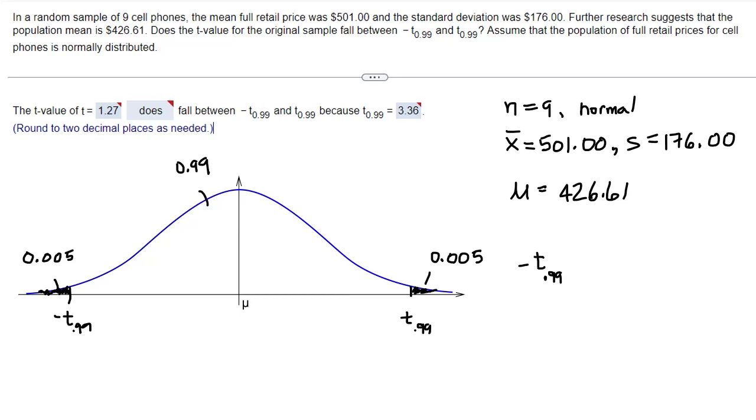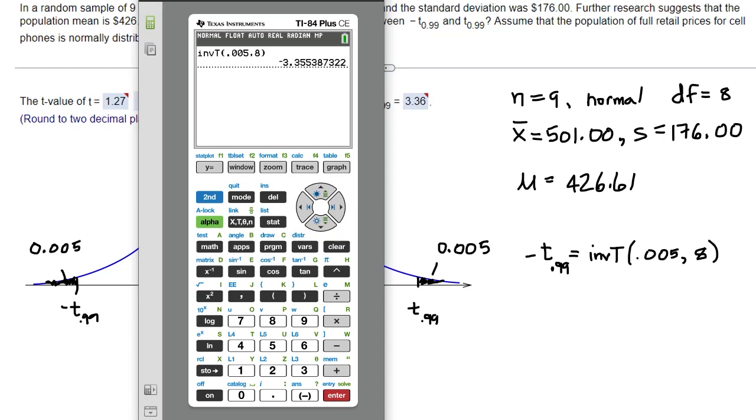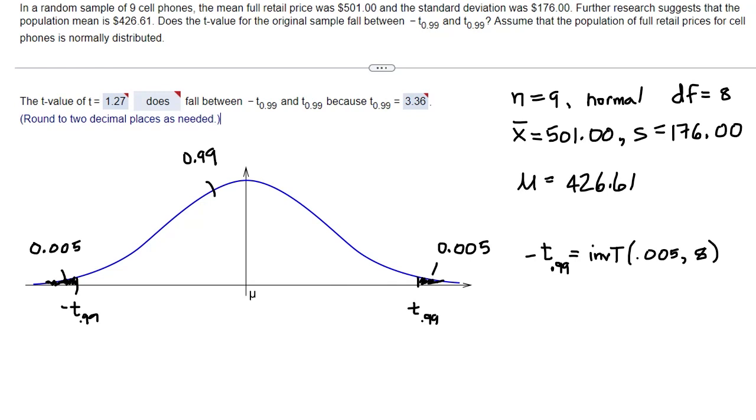Okay, so I've written down everything I know, and the first thing I want to do is find negative t sub 0.99. So that's going to be inverse t. The area is going to be 0.005, and the degrees of freedom, well, that's n minus 1, so that'll be 8. Second distribution, and I'm going to come down here to inverse t. The area is 0.005. Remember, inverse t is always left. This is 8 degrees of freedom, n minus 1. And this will be negative 3.36 if I round to 2 decimal places.